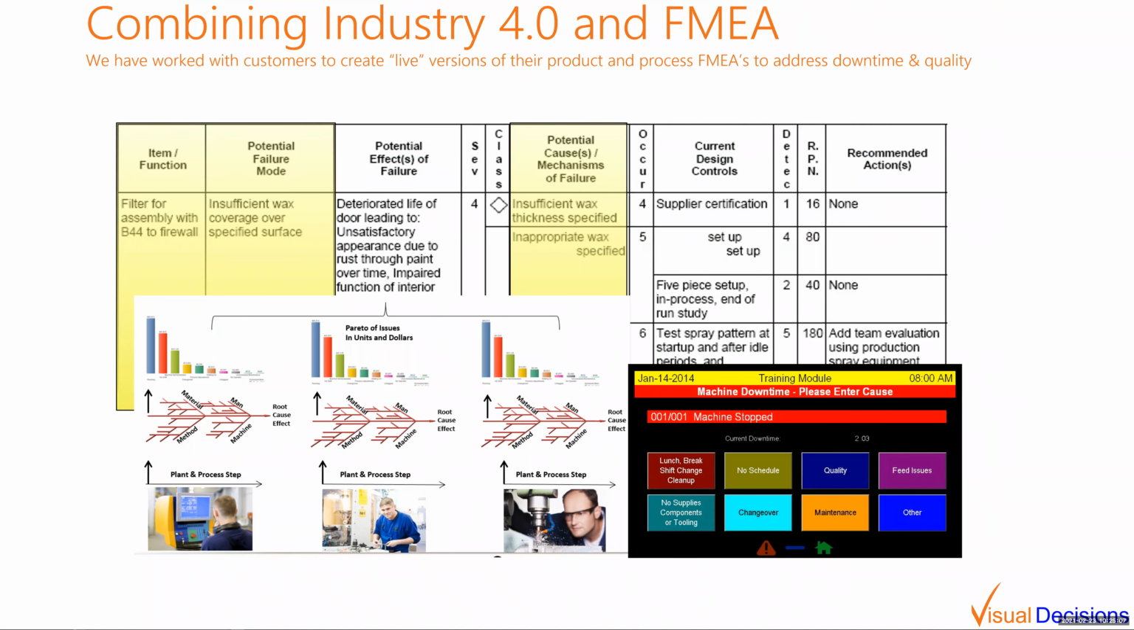with kind of a live FMEA, where we can see when the failure mode occurs, how big of an impact it is having on the process. And so that helps us determine the severity. When we look at the probability of occurrence, we can actually grab that information straight from the shop floor and be able to do that.